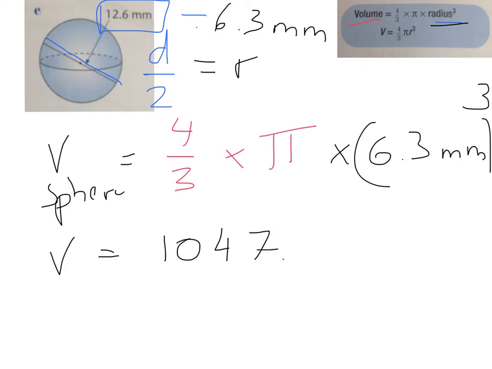And our volume is going to be 1,407.39, and we can round it up to 4. In this case, that would be millimeters cubed. And this would be the answer. So the volume of this sphere is 1,047.4 cubic millimeters.